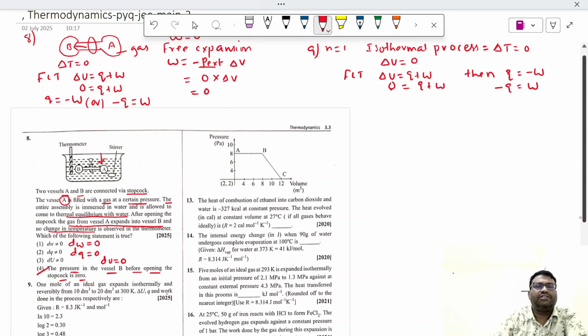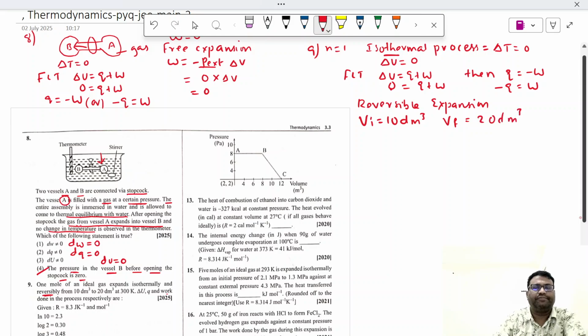And the question asked is an isothermal and reversible process, and here it is given expansion. Why are we speaking of expansion? Initial volume is 10 decimeter cube and final volume is 20 decimeter cube, at a constant temperature of 300 Kelvin. So volume is increasing. That means it is expansion.